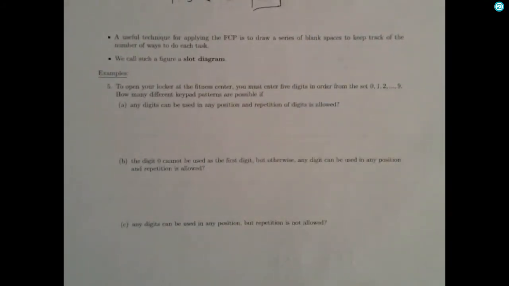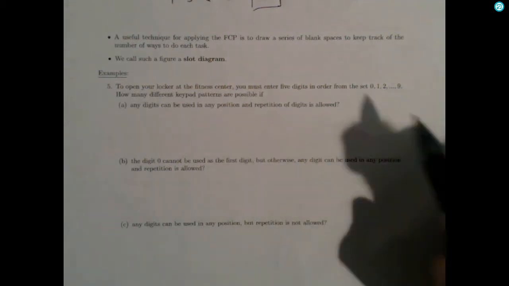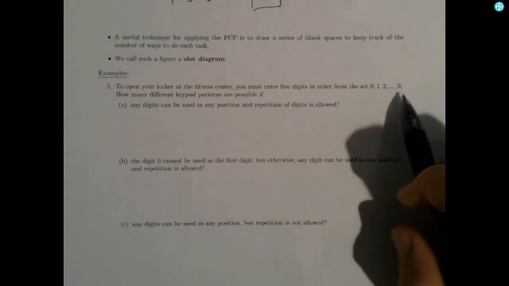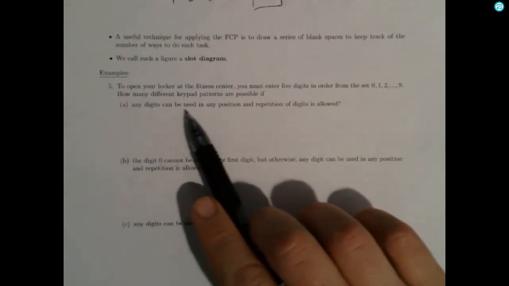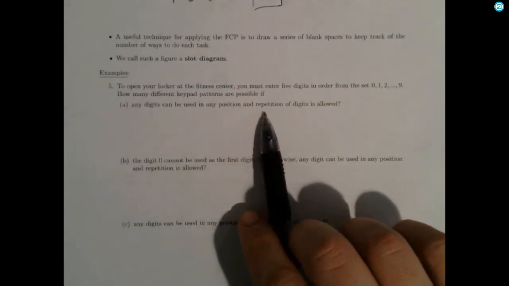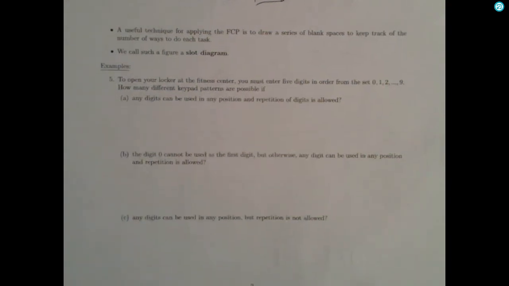So number 5 here says, to open your locker at the fitness center, you must enter 5 digits in order from the set 0, 1, 2, 3, 4, 5, 6, 7, 8, 9. How many different keypad patterns are possible if any digits can be used in any position and repetition of digits is allowed?